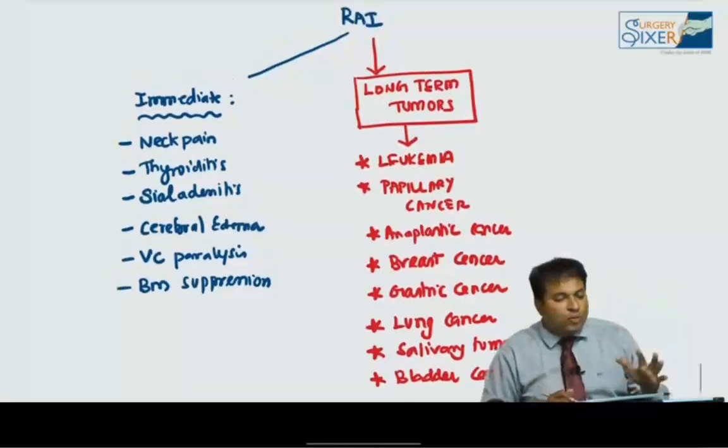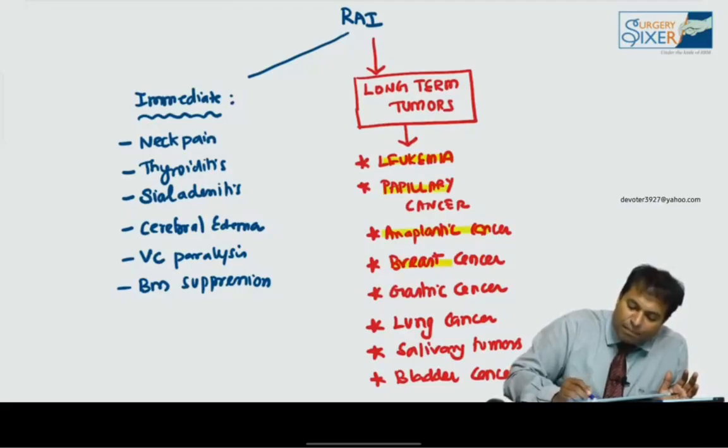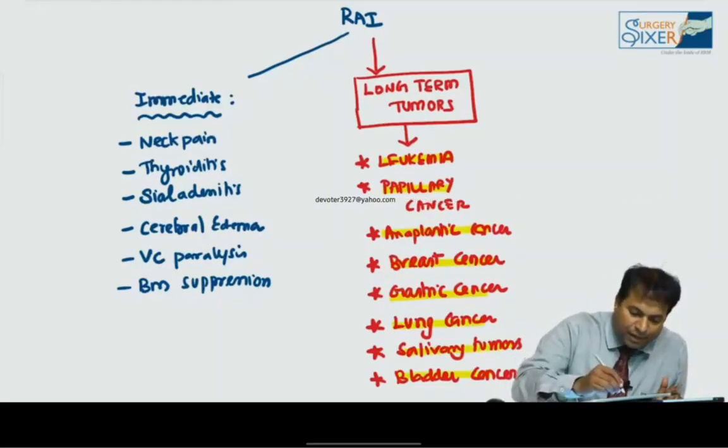So these are the various tumors. That is why we are very much worried. They can cause many long-term cancers like leukemia, papillary cancer, anaplastic cancer, breast cancer, gastric cancer, lung cancer, salivary tumors, and bladder cancer. And what are the long-term damages?